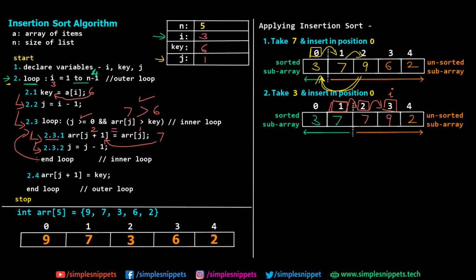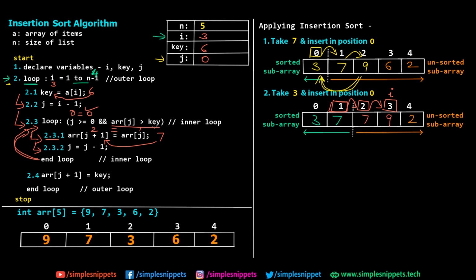So we come to the end of the loop now. Before that, we say j equals j minus 1. j was 1, so now j becomes 0. Again we come to the start of the loop and check the condition j greater than or equal to 0. Now j is 0, so 0 is equal to 0. So this condition is true.